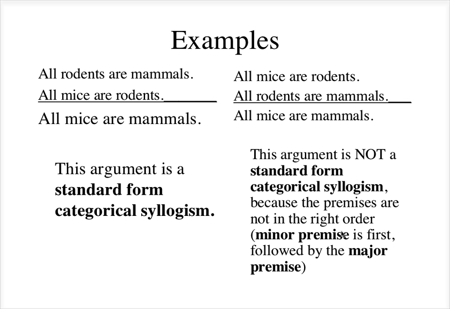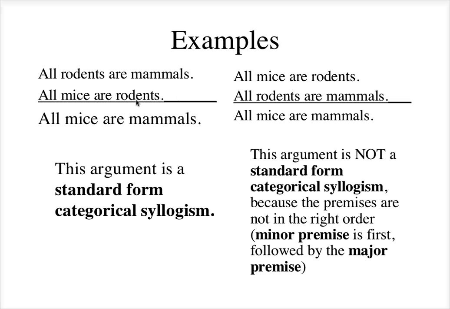So here are some examples. The example on the left is a standard form categorical syllogism. See that the subject is mice, so that's the minor term. So the premise that contains the word mice is here, just above the line. That's the minor premise. Then the major term is mammals. So here the premise containing the term mammals is the first premise, so that's the major premise. And then we have this term rodents, which is common between the 2 premises. So that's the middle term.